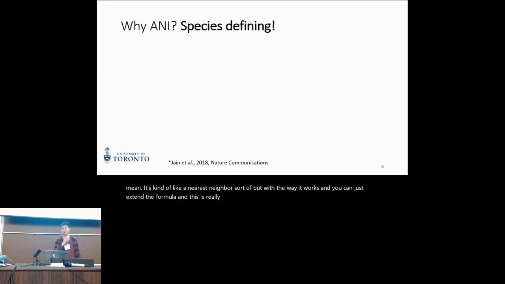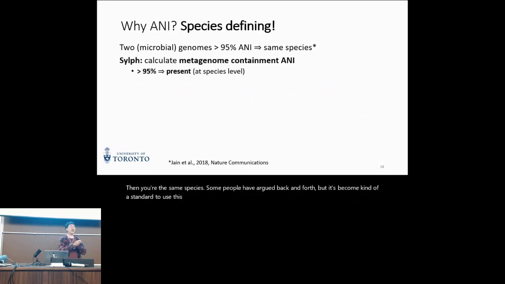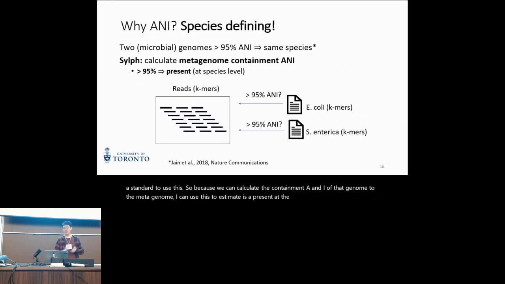And this is really nice because we care about ANI because it delimits species. In this field of microbial genomics, we use a heuristic threshold which has become quite popular, which is that if two genomes are more than 95% ANI, then they're the same species. Some people have argued back and forth, but it's become kind of a standard. So because we can calculate the containment ANI of that genome to the metagenome, I can use this to estimate, is it present at the species level? So this is a very simple representation of how sylph works. You just try one genome at a time and see if our previous formula says it's present at the species level.